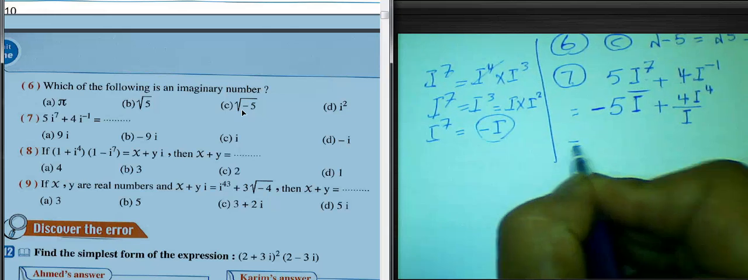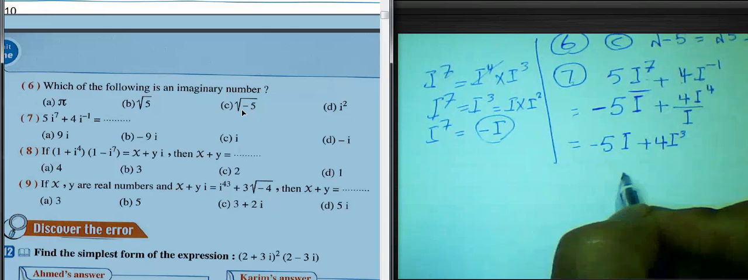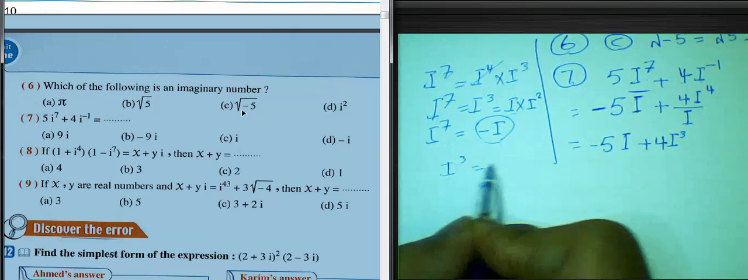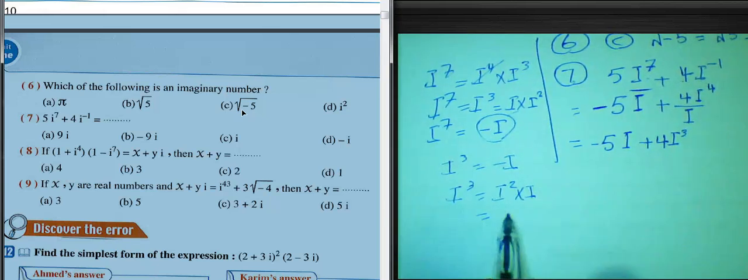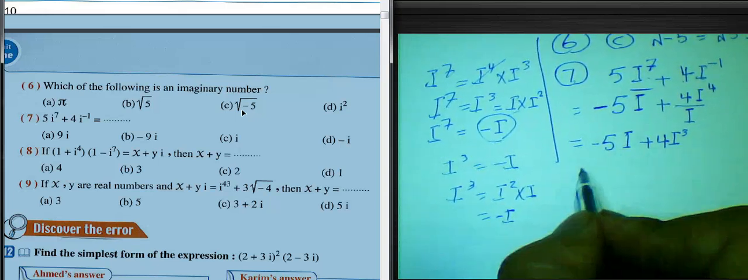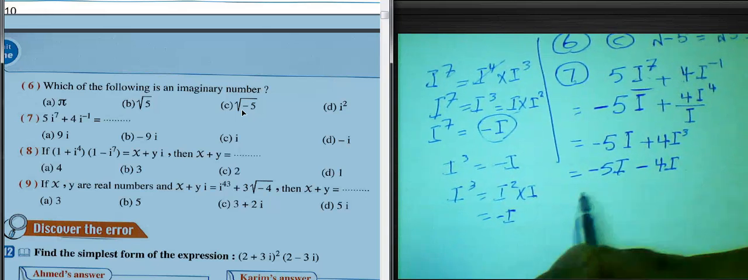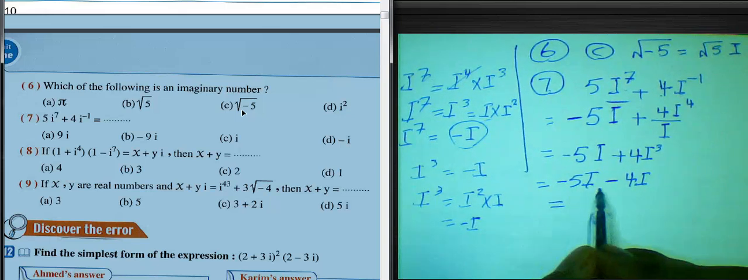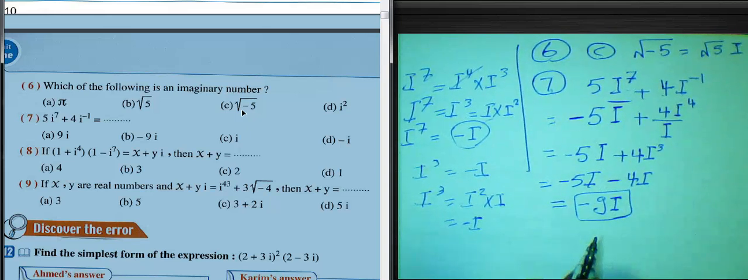And we can write negative 5i plus 4i^3. i^3 equals what? Right here, i^3 equals negative i, because i^3 equals i^2 multiplied by i. So the result will be negative i, so we write negative 4i. We will finish now: negative 5i and negative 4i equal negative 9i. We finished it.